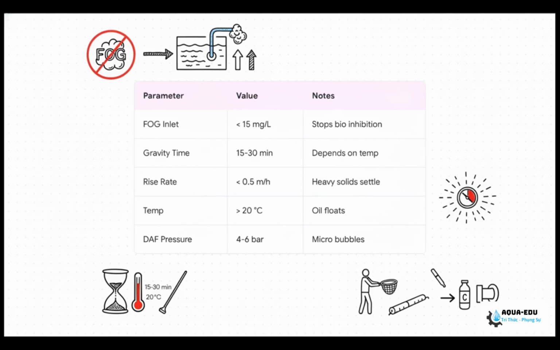Now, let's talk numbers. These are your baseline targets. The absolute most critical metric, fog inlet to the biological system. It's got to be strictly under 15 milligrams per liter. Anything higher, and we're looking at severe microbial inhibition.